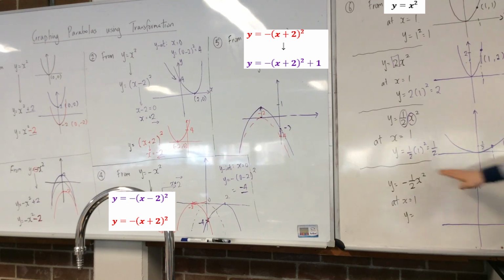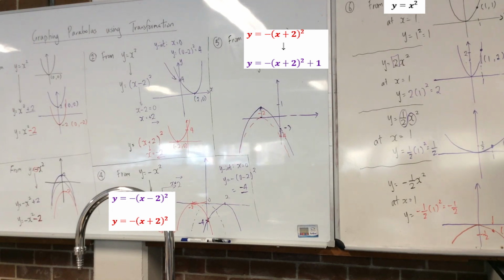Okay? How about negative half x squared? It's just basically this same graph, but upside down. Okay? And once again, let's indicate a point. x equals 1 is here. Then the point is going to be, if you substitute 1 in here, what do you get? Yes? So that is negative a half. So that's going to be 1 and negative half.